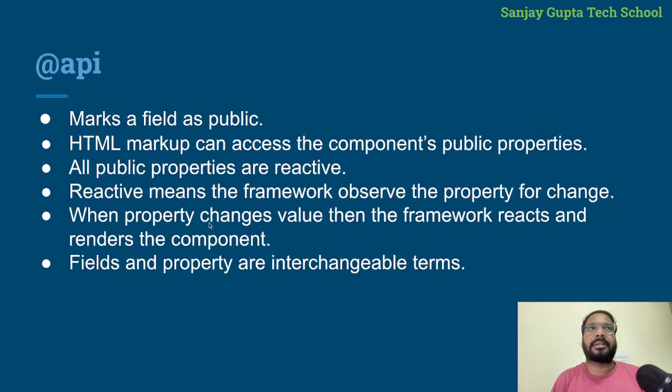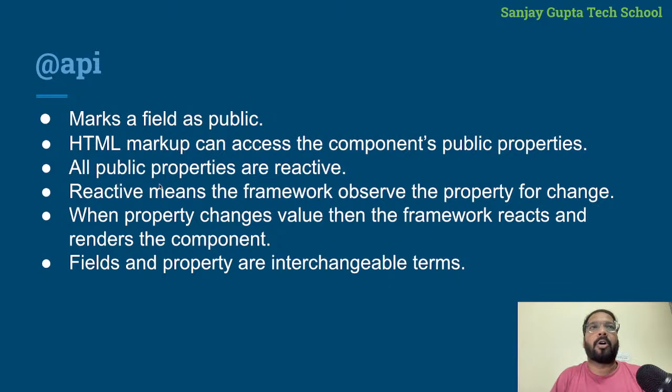So @API we use if we want to mark any property as public. If you create a property in your Lightning Web Component and you want to use it as a public property so that it can access value from outside the component, you need to declare that variable or property as @API. HTML markup can access the component's public property. If you create any property, whether private or public, HTML can access that. But if you want your property to be available outside the component, then it should be public.